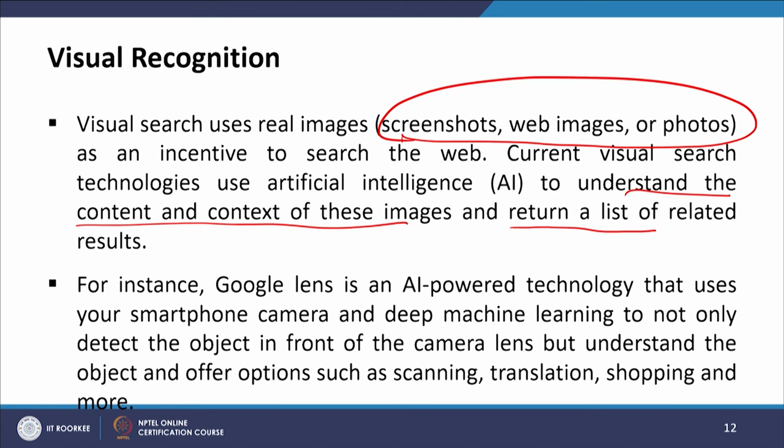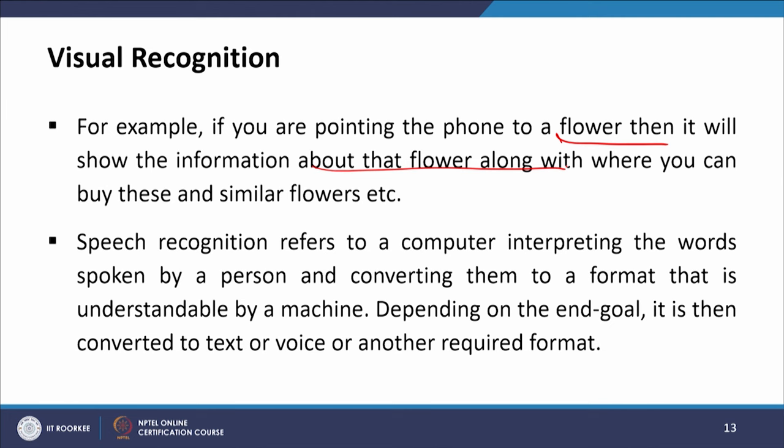For instance, Google Lens is an AI powered technology that uses your smartphone camera and deep machine learning to not only detect the object in front of the camera lens, but understand the object and offer options such as scanning, translation, shopping, and more. For example, if you are pointing the phone at a flower, then it will show the information about the flower, and along with that, where you can buy these items and similar other flowers. So it will not only detect the flower, but it will also tell you where to buy that flower and other similar flowers.